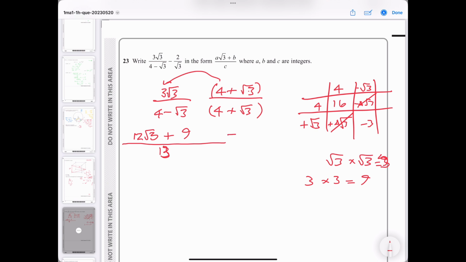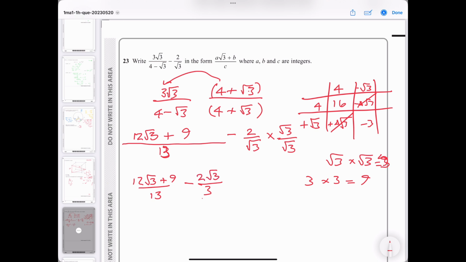So the next bit is minus 2 over √3, except we can't. So we're going to have to rationalise that by timesing that by √3 over √3. I'm just going to write this in again, because I didn't like how big I wrote that. It gives us on the bottom 3, and on the top it gives us 2√3.